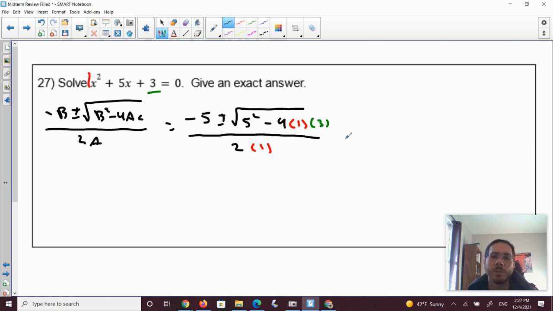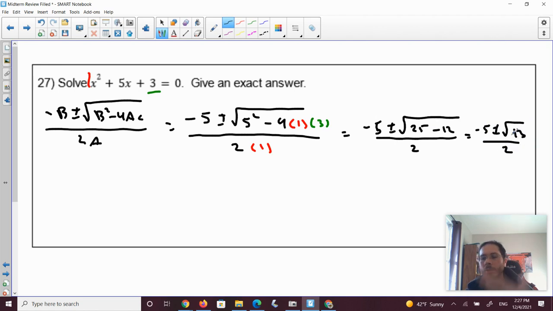We're going to simplify a little bit. Negative 5 plus or minus the square root of 25, 4 times 1 times 3 is 12, 2 times 1 is 2. Negative 5 plus or minus the square root of 13 over 2. And we can't really do anything with the square root of 13, so this is the final answer. If we could break that down, we might be able to simplify a little bit more, but we can't. 13 is prime. So looks like we're good to go there.